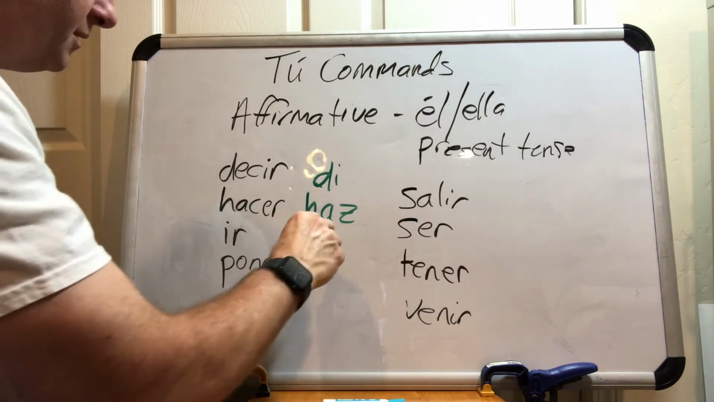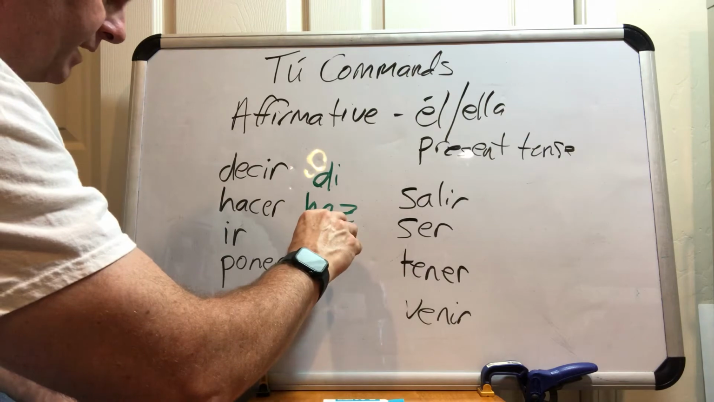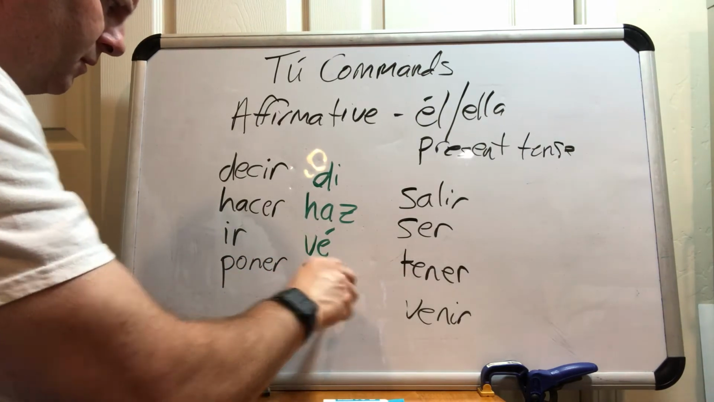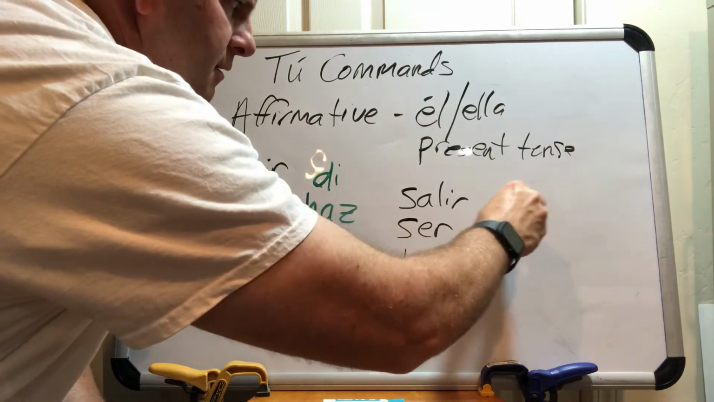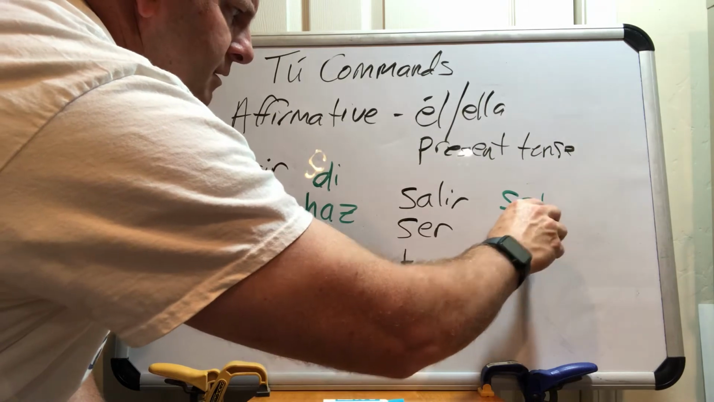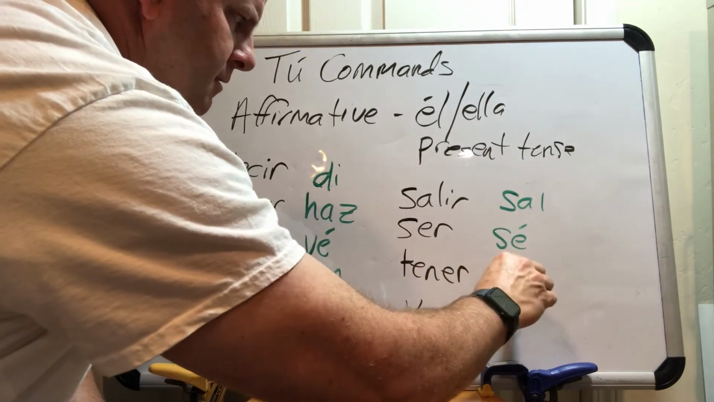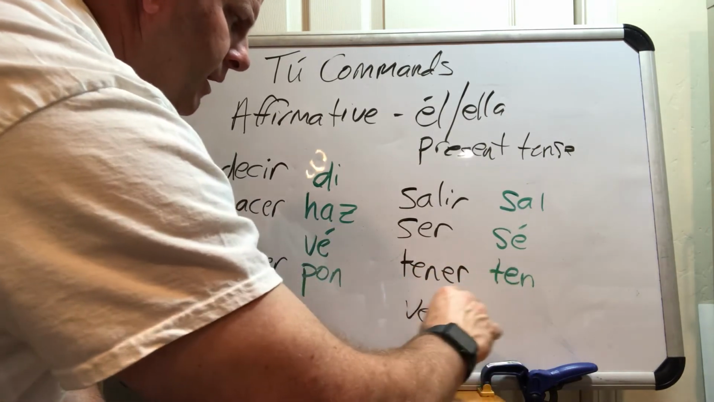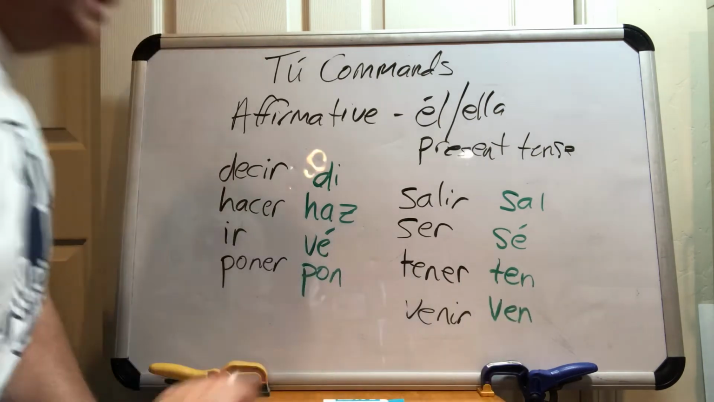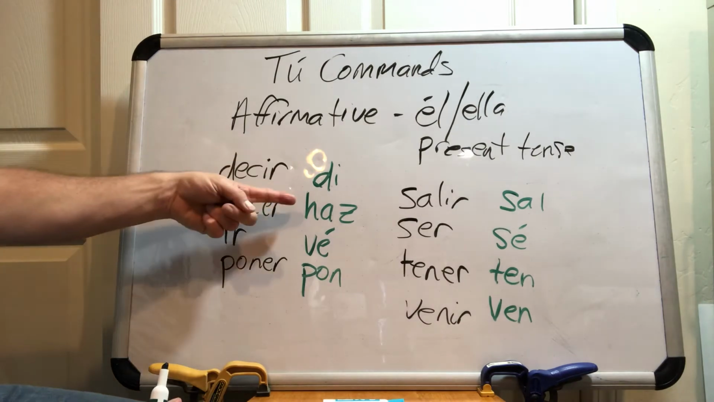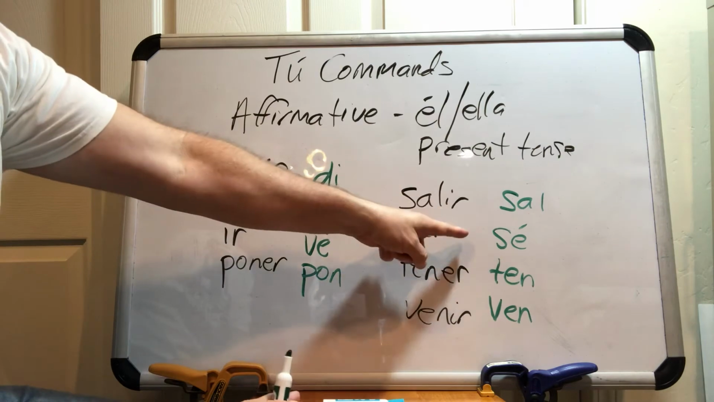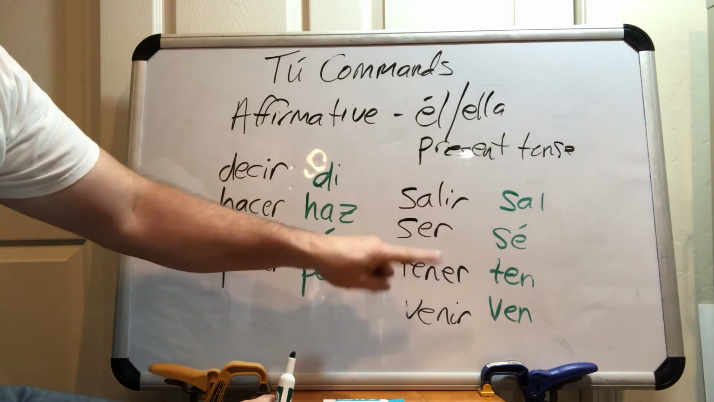Poner, ir is... oh no, ir is be. Now that one does need an accent. I think I forgot to tell you that last time. Poner is pon. Salir is sal. Ser is se. That also needs an accent. Tener is ten. And venir is ven. Okay? So this means give, do or make, go, put, leave, know, have, and come.